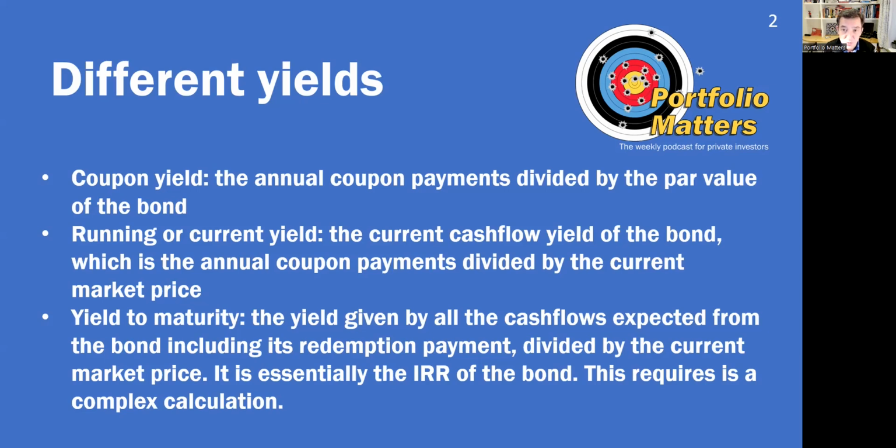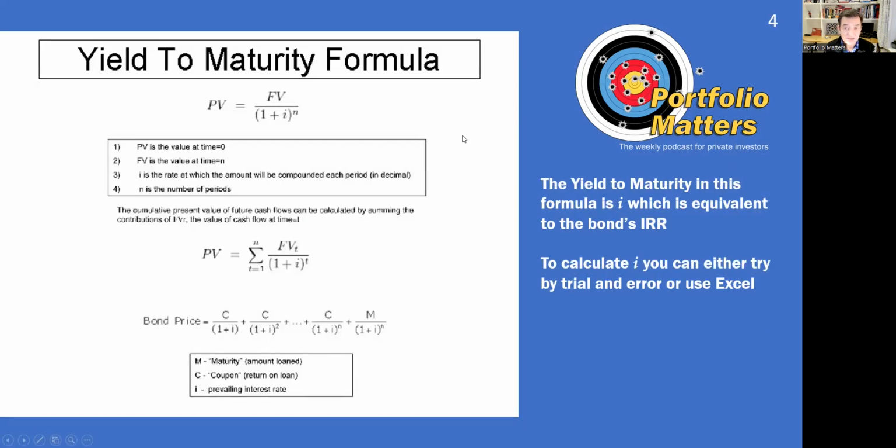Now, I'm going to go through 4 different ways of calculating the yield to maturity, 3 of which will use Excel, which I will assume everyone has access to. So this formula shows you how you can derive the present value of a bond given its known cash flows over time and a known interest rate. Now, the yield to maturity is that interest rate.